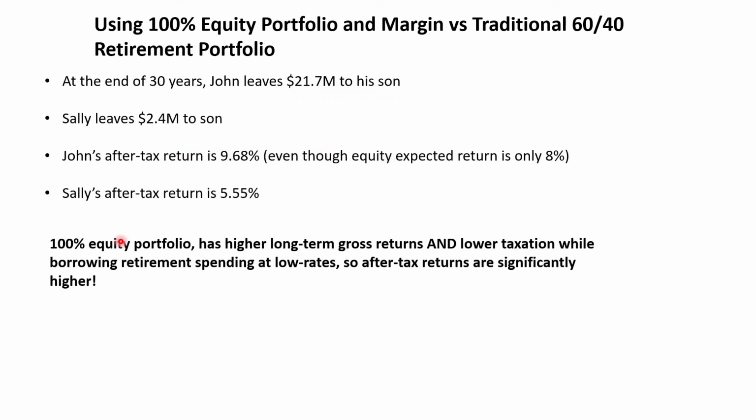So the 100% equity portfolio has higher long-term gross returns and lower taxation, while you're borrowing for retirement spending instead of using taxable withdrawals. So the after-tax returns are significantly higher. Again, you're using the benefit of leverage as well as compound returns.